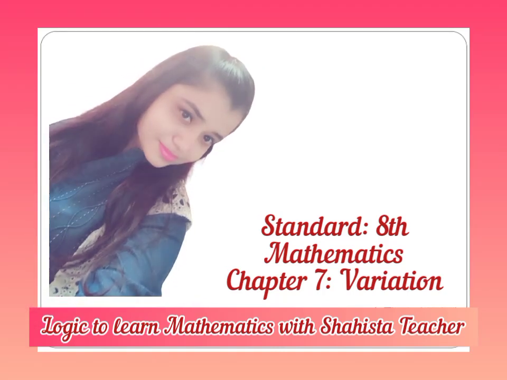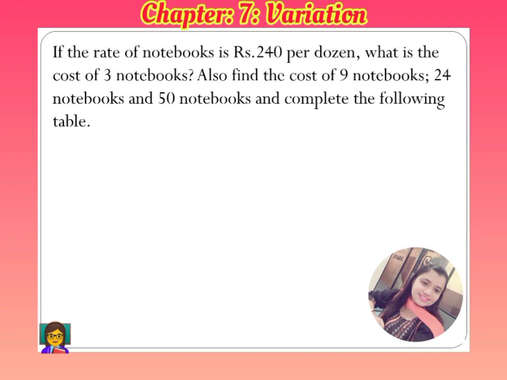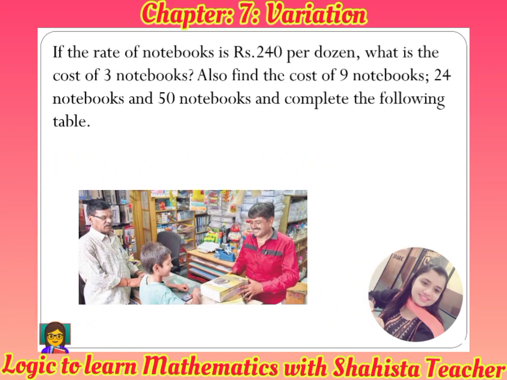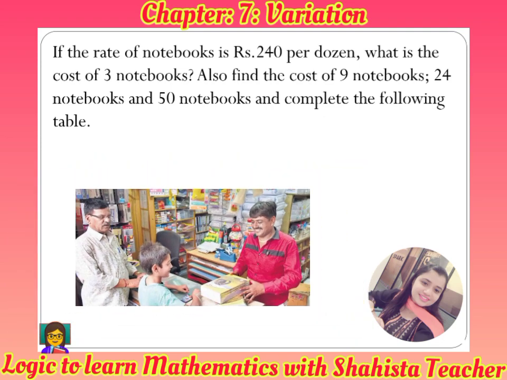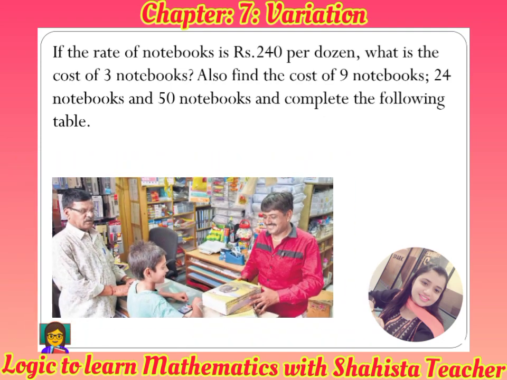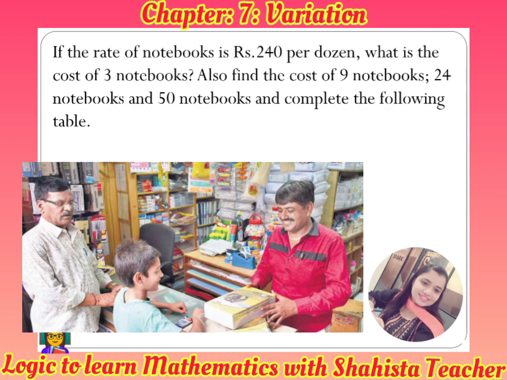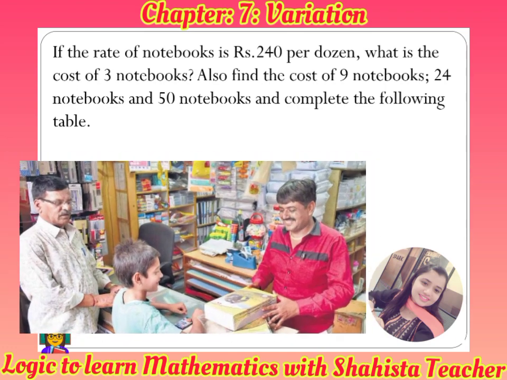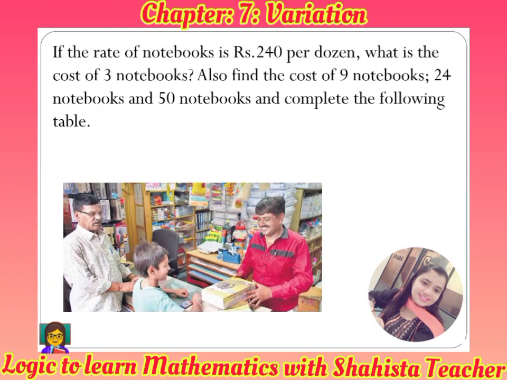Today I am going to teach you chapter number 7, variation. Let's see the first situation. Here in this picture, if the rate of notebook is rupees 240 per dozen, what is the cost of 3 notebooks? Also find the cost of 9 notebooks, 24 notebooks and 50 notebooks, and complete the following table.